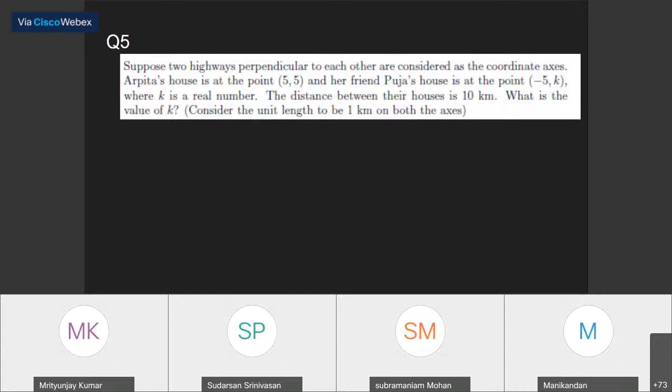But how did you get it? What did you use? K is the number, that's okay, K can be 10. But what is it that you use? 5. How did you use? The value is 5. Yeah, but how did you get it? That's what we want to know.